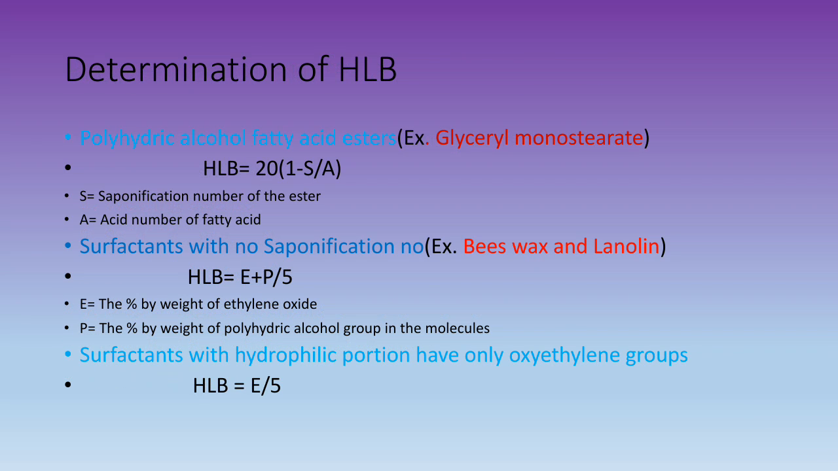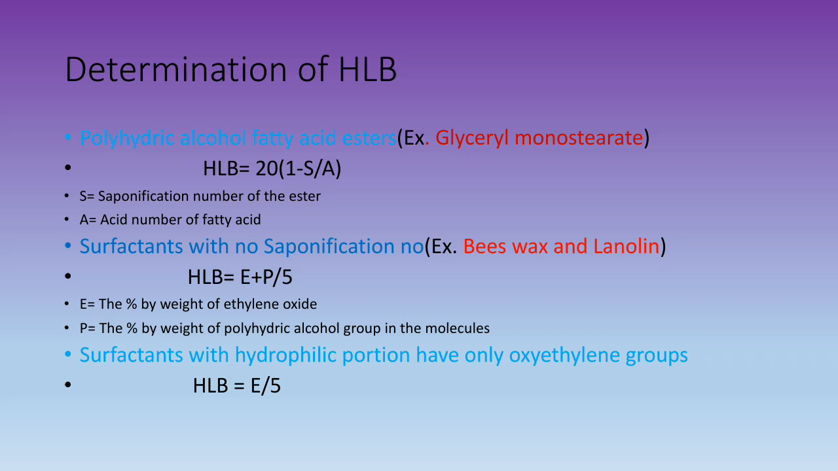Now there are some methods by which we can determine the HLB value. For example, the first one is polyhydric alcohol fatty acid esters, an example being glycerol monostearate. For this we can find the HLB value by this formula: HLB is equal to 20 into (1 minus S by A). Here S indicates the saponification number of the ester, or simply the saponification value, and A indicates the acid number of the fatty acid, or simply the acid value. So if we know the saponification number as well as the acid number, then by putting those values in this equation we can easily find the HLB value.